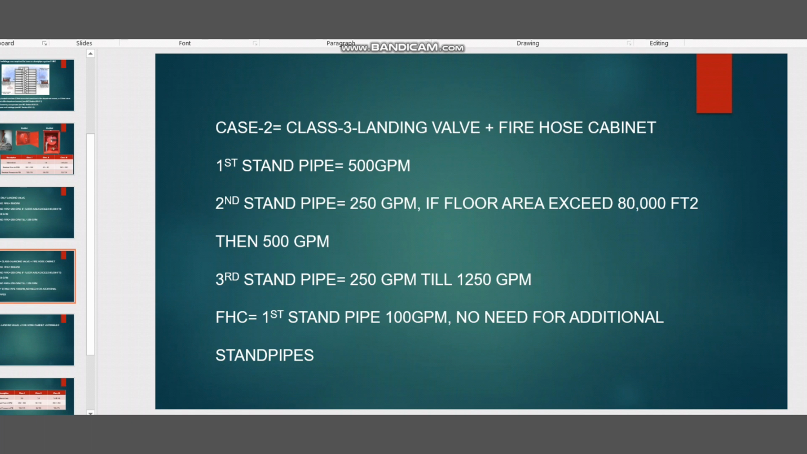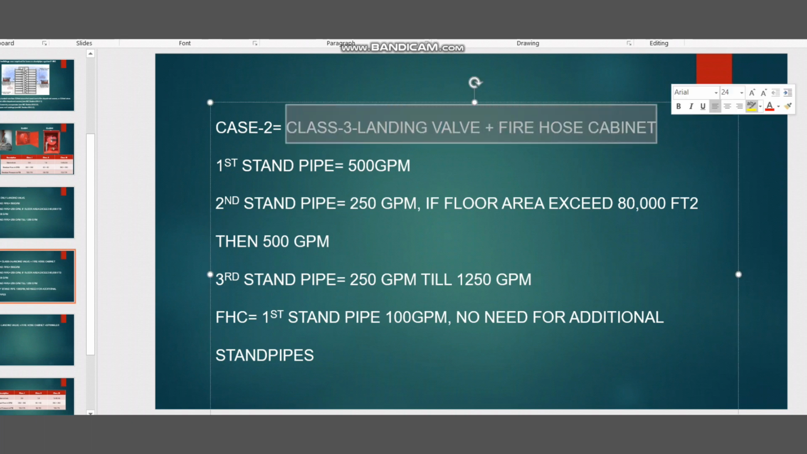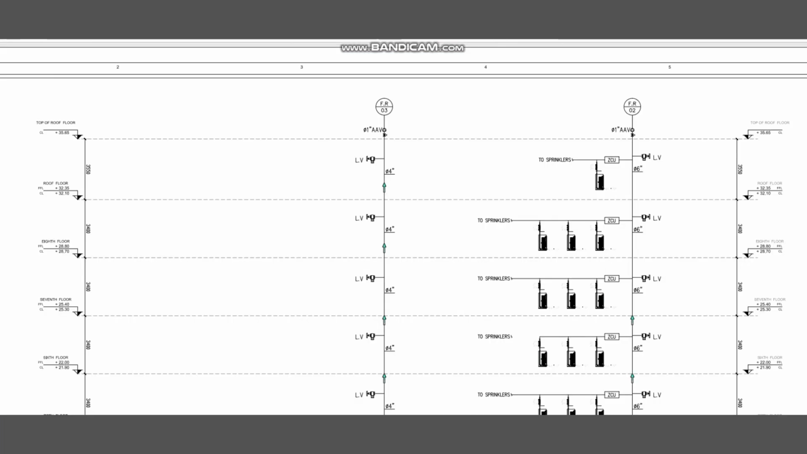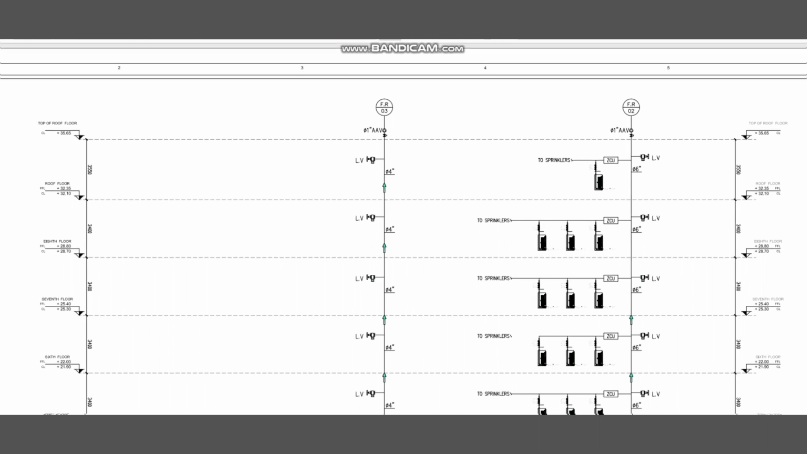So the next case is, suppose for example, you have landing wall plus fire hose cabinet. So you have both arrangements for the same high-rise building project. This time what we need to do, I'll explain that. Here we are now assuming that we have the landing wall and fire hose cabinet. We don't need to consider sprinkler. That we consider in the next scenario, case number 3.